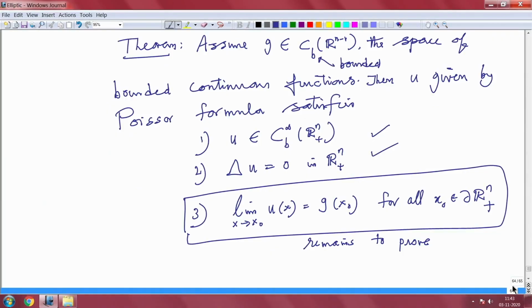the problem in an upper half plane where Laplacian u equal to 0 and u satisfies the boundary condition g in the sense of limit, because u is defined only in the open upper half plane, u is not defined on the boundary, but then it has a limit at the boundary, and we have shown that u is infinity and Laplacian u equal to 0 in the previous class. So, now we will show the last part, third part of that, limit of u x equal to g x naught. Let me give some ideas.